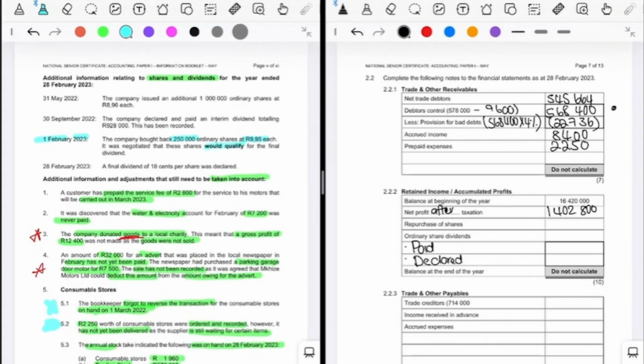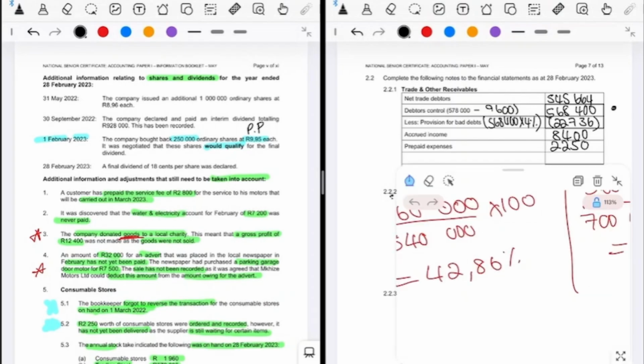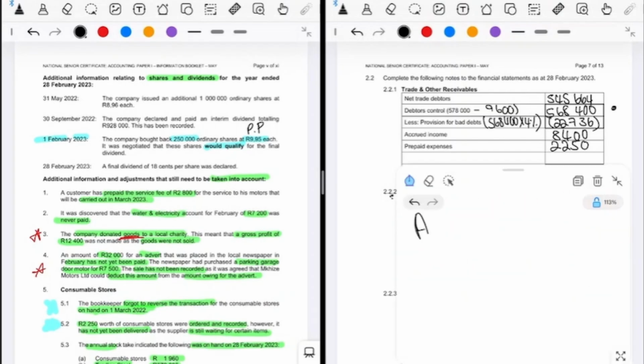Now, we are not looking at the dividend, we're looking at the repurchase of shares and the amount we record in the retained income. Now, the amount you always record there is this. The 9.95, that's our purchase price, the amount the company is paying to buy back these shares. And then we calculate something when we're doing the ordinary share capital note called the average share price. And then purchase price minus the average price, that gives you the amount you record in your retained income. So we need to calculate that amount. Let's do that. We need the average to calculate that amount.